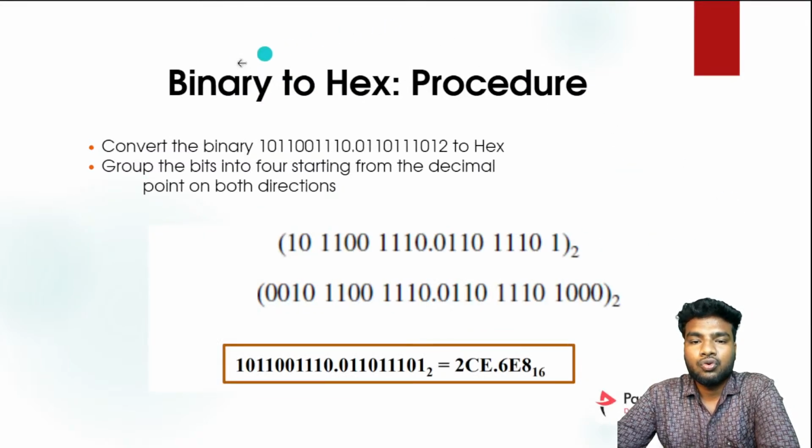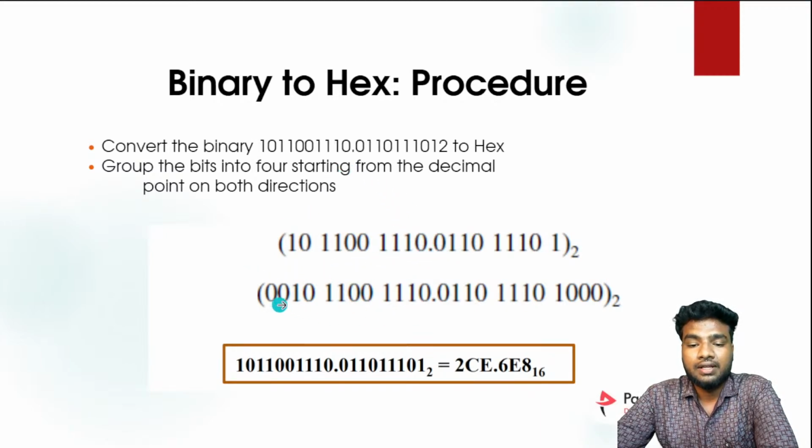Then we move to binary to hexadecimal. These are the easy, basic things you must know. It is also easy. Here we are converting binary to hexa. This is my binary value, and I am converting it into hexadecimal. For that I am grouping by 4 bits, and I am adding 2 additional zeros for the last group.